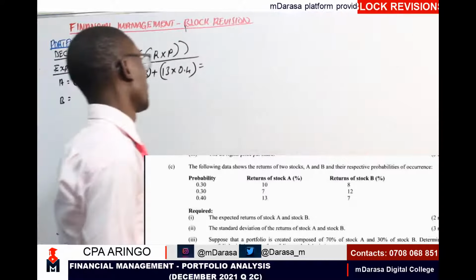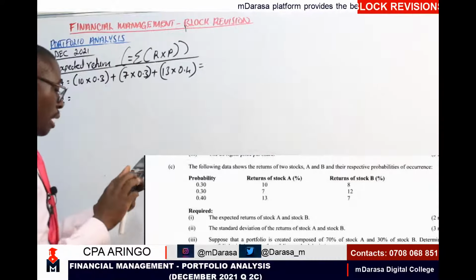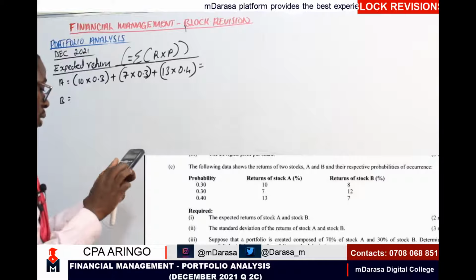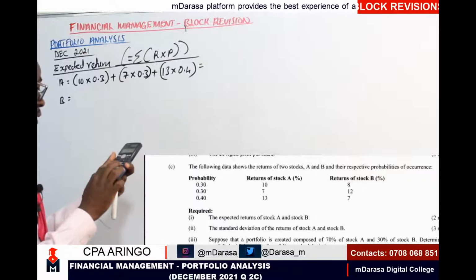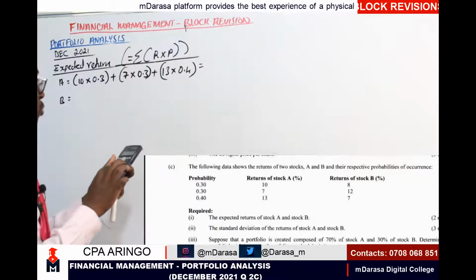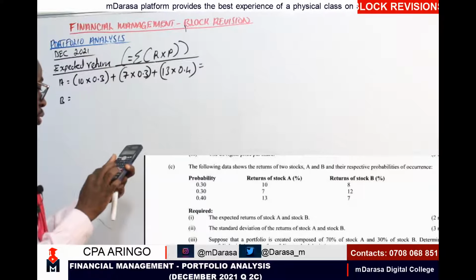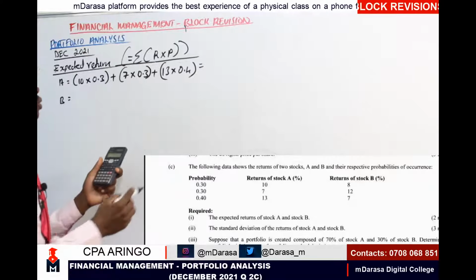Mwalimu is taking his calculator so that we work it out together. I'm having 10 by 0.3. We are going to add, of course, 7 by 0.3. I'm also going to add, of course, 13 by 0.4, which in this case, my good students, should give us what? 10.3.